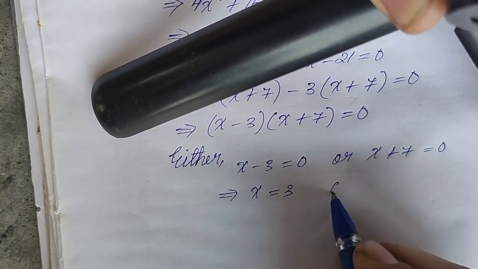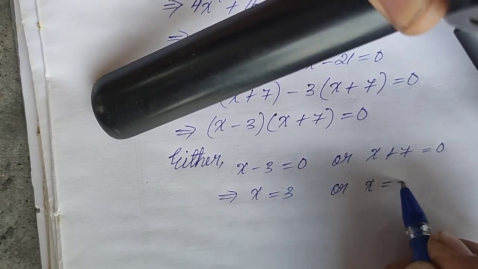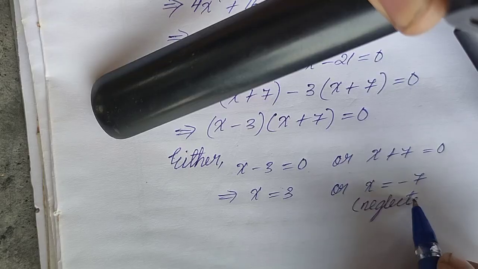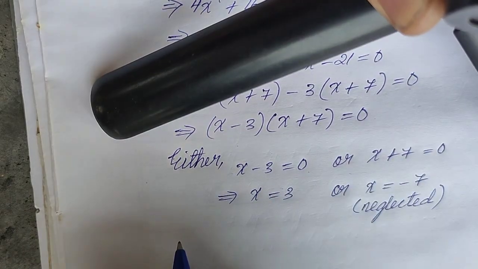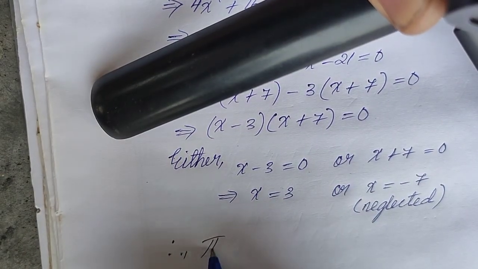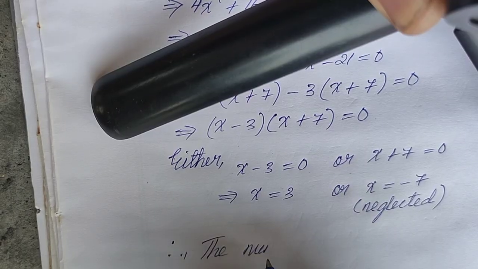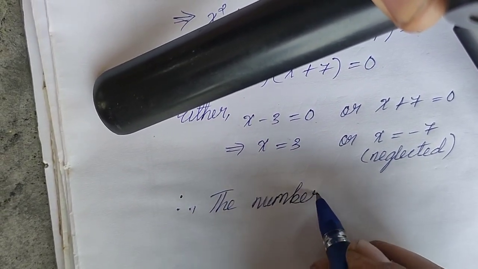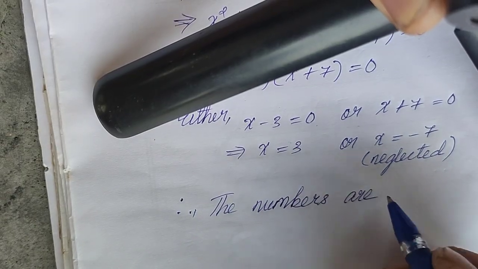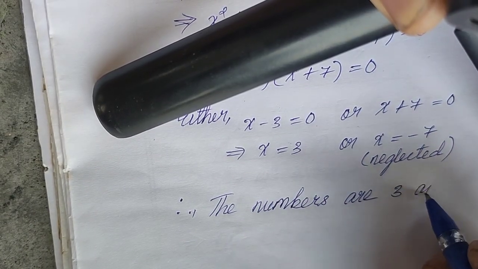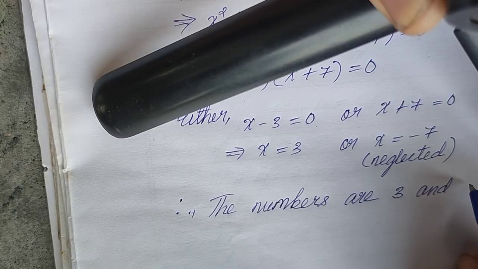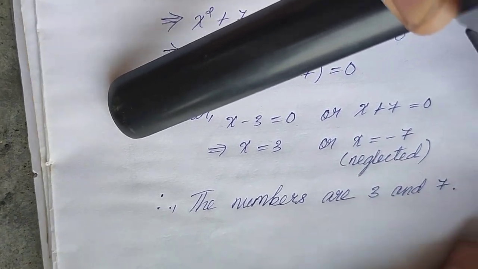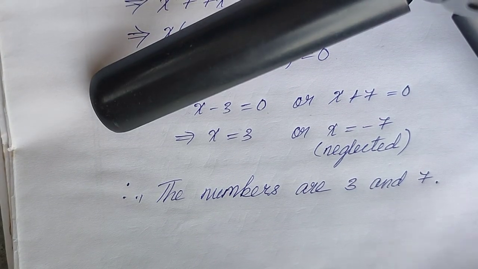Which implies x is equal to 3 or x is equal to negative 7. Negative is not allowed, so x value is 3. Therefore the numbers are 3 and 3 plus 4, which is 7. That is question number 13.